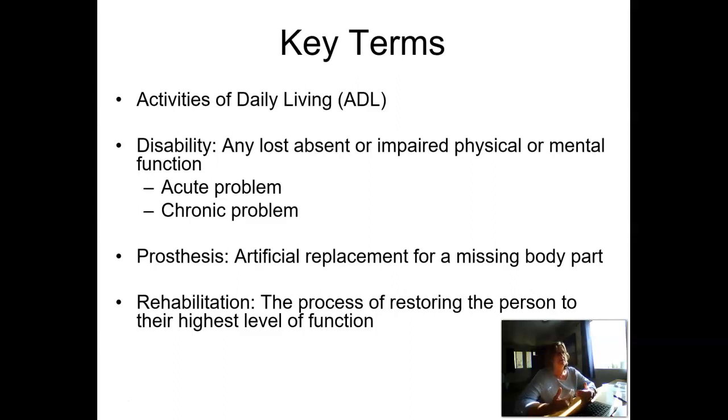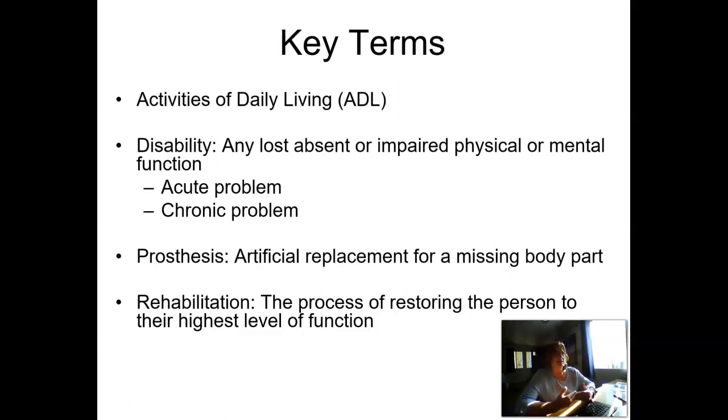So when a person has a disability, which is any lost, absent, or impaired physical or mental function, it can be from an acute problem that happened, or it can be a chronic issue. Maybe they have chronic back pain, or chronic hip issues, or knee issues, or it can be something acute, like a major surgery that they're trying to rehabilitate from. But we're going to help them with the activities of daily living that they can't do for themselves.